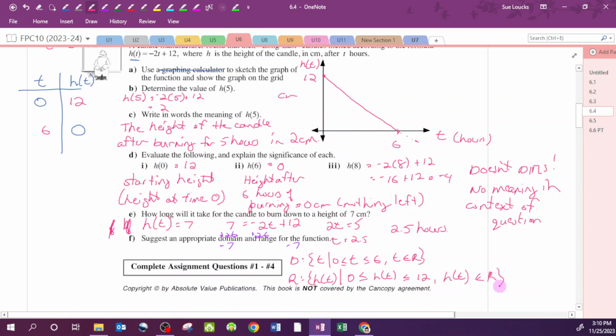Okay, and just note that we did it in h of t, not y, because we weren't working with y in this, we were looking with h of t. Also note that although if you look at the graph, you could say the range starts at 12 and then goes down to 0, when we're writing out our domain and range, we always write it from smallest to biggest, just like we do on the number line or wherever else, okay.